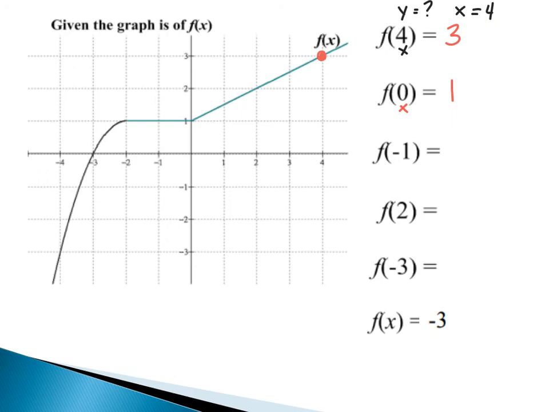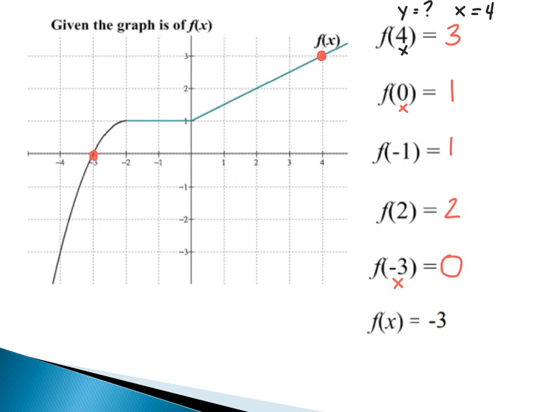Okay, so f of negative 1: when x is negative 1, what is y? This one is also 1. When x is 2, what is y? I see that this is 2. Last one here, f of negative 3. It's saying when x is negative 3, what is y? The graph crosses right at that point, so y is 0. It doesn't move up or down at all.